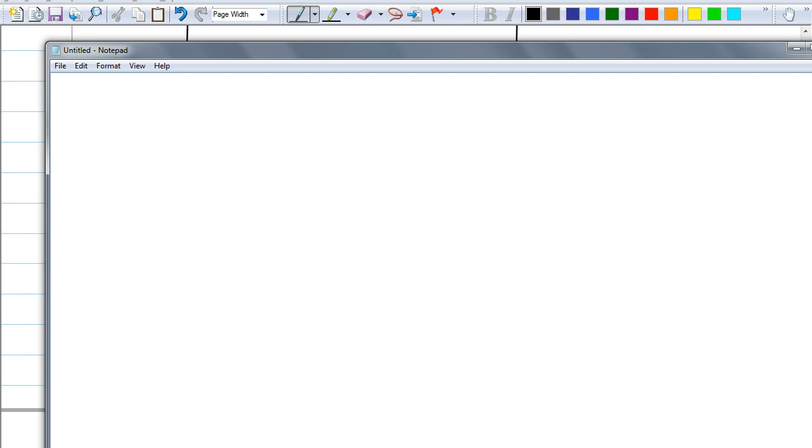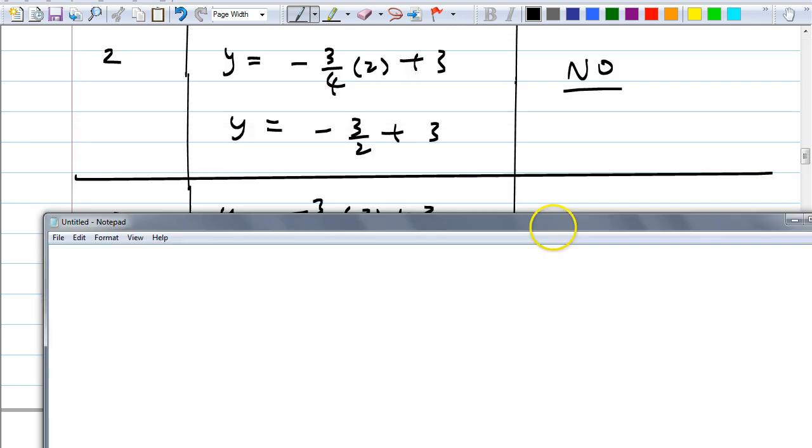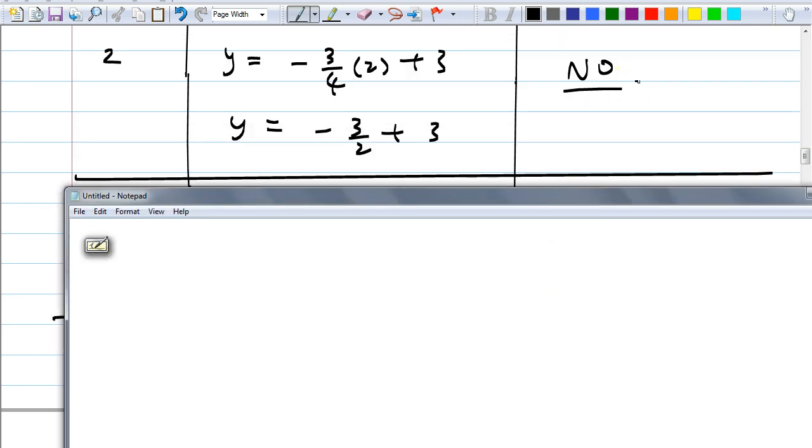Go ahead, John. 3 over 2. How many people got 3 over 2? Raise your hand. Okay. Emily, did you write no on that one too? Why is it that we can't use this as our solution? Aaron? It's not a whole number. Yeah, the answer is not a whole number.